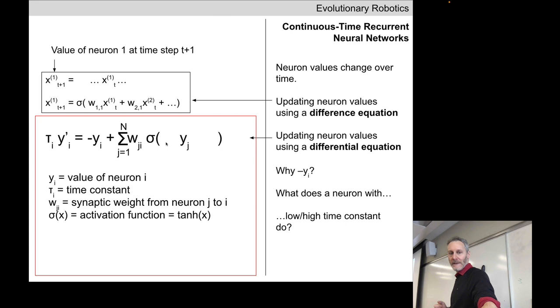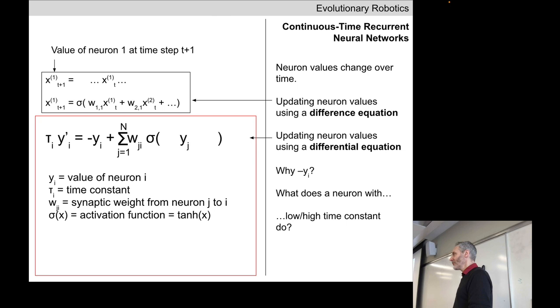This we've seen before, the sigma function, the activation function. Remember, the activation function takes a value and squashes it back within some desired range. When we talked about neural networks a few weeks ago, we talked about the fact that there are different kinds of activation functions that squash the value to different ranges. In CTRNNs, they tend to use tanh, the hyperbolic tangent, which I'm sure you'll all remember from high school algebra. It squashes the value to a value between minus one and plus one. Yeah? Okay, so that hopefully is somewhat familiar.